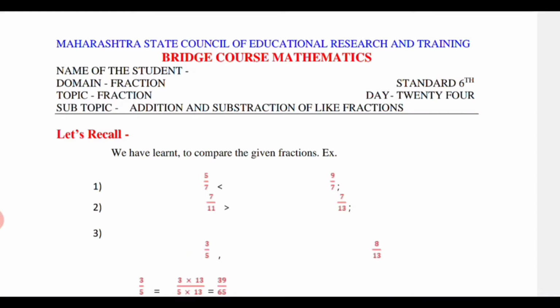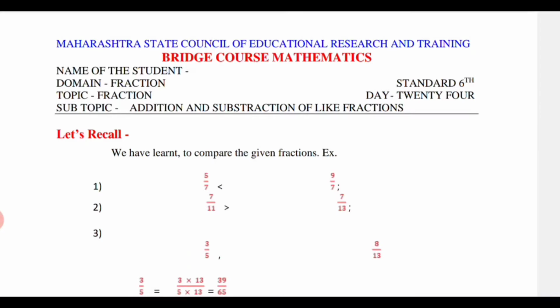So let us recall, we have learned to compare the given fractions. For example, what is the example given here? 5 upon 7 is smaller than 9 upon 7. The same denominator 7 is there in 5 upon 7 as well as in 9 upon 7, but the numerators are different. In the first fraction the numerator is 5, in the second fraction the numerator is 9. As 5 is smaller than 9, fraction 5 upon 7 is smaller than fraction 9 upon 7. So when there are equal denominators, that means when there are like fractions, what do we do? We compare the numerators to find out which one is bigger and which one is smaller.